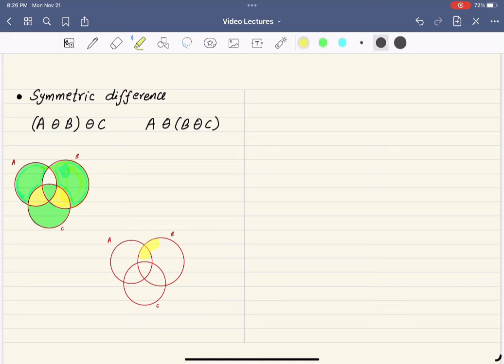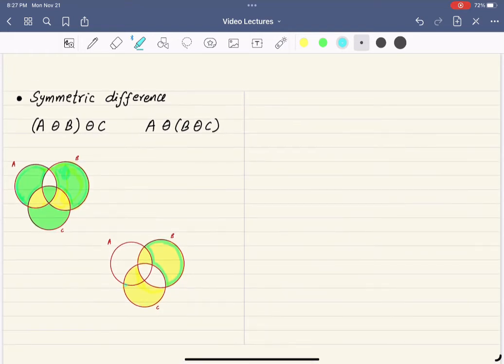And for the right hand side, you consider B symmetric difference C first, and then take its symmetric difference with A, which gives you all the elements which are either in yellow or in A, but not in both. Both the areas are same. So it implies that symmetric difference is indeed associative.